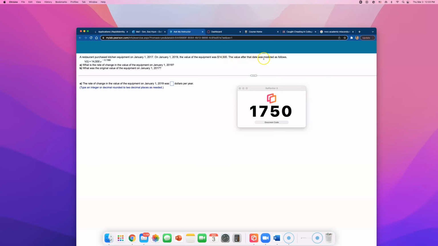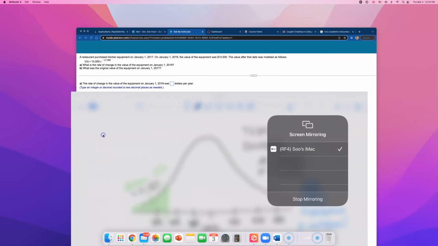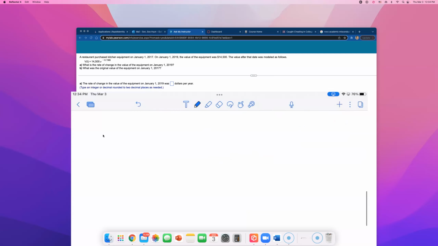The value after that date was modeled as follows. So this equation right there, let me go ahead and write this down a little bit bigger, okay? So the value function, V of t equals 14,500 times e to the negative 0.156t. This is going to give us how expensive this equipment is going to be from 2017. We can still figure out how much this machine was 2 years ago when they first bought it. But let's go ahead and answer the question.